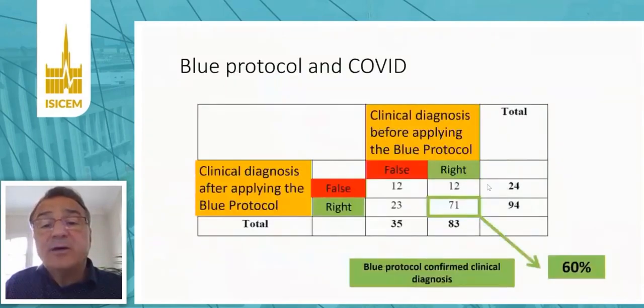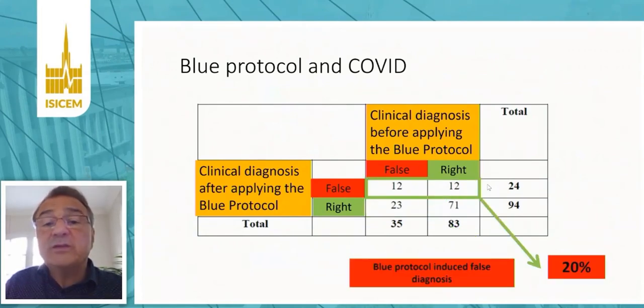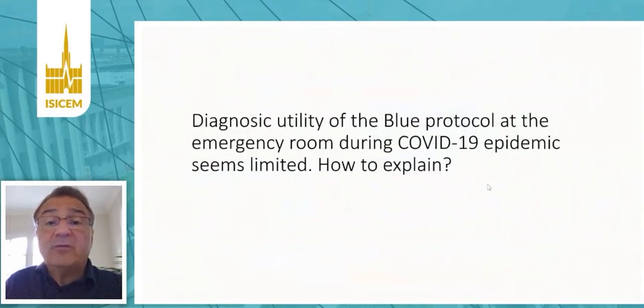And what we found is that in 60% of cases, the Blue Protocol confirmed the clinical diagnosis. In 20% of cases, the Blue Protocol changed the clinical diagnosis in comparison with the final true diagnosis. But in contrast, in more than 20% of cases, the Blue Protocol failed to help the clinician and induced a false diagnosis. The diagnostic utility of the Blue Protocol itself in the emergency room during the COVID-19 epidemic seems to us a little bit limited.